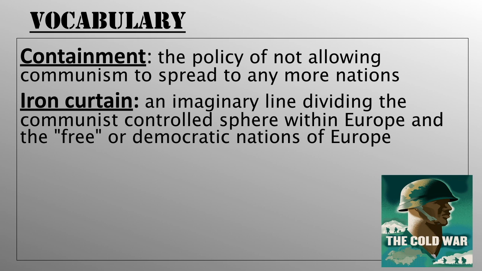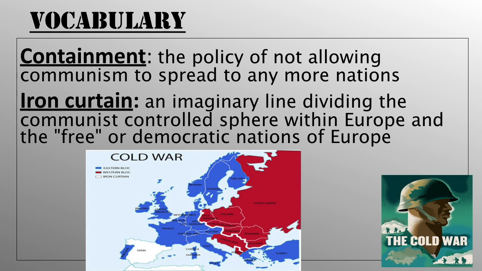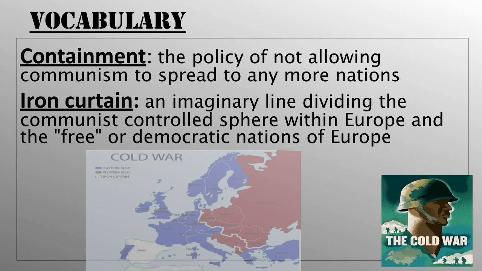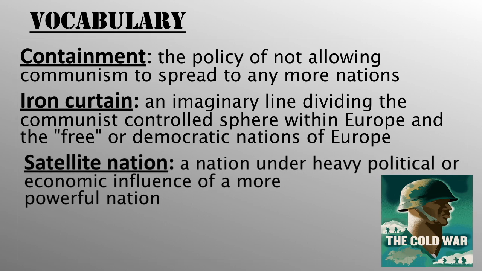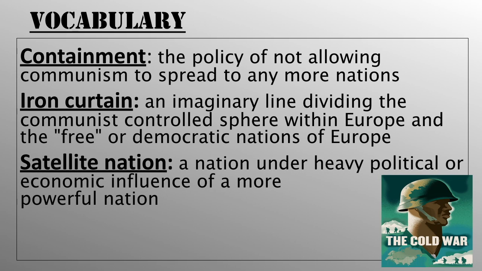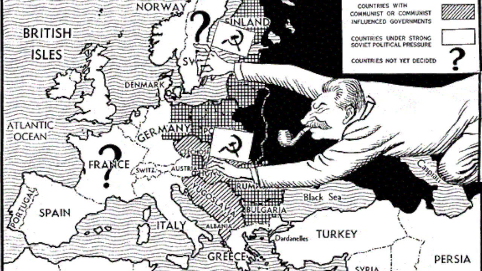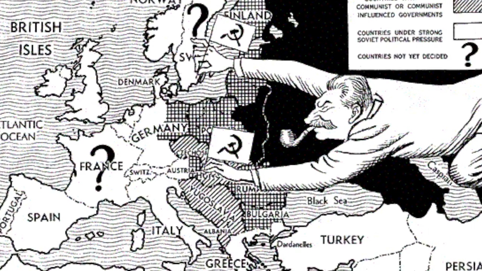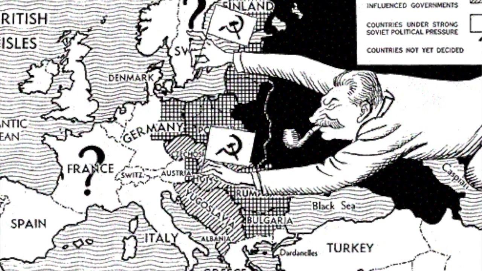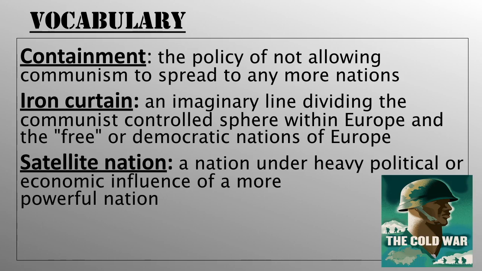The Iron Curtain. Now, this is not literally a curtain made of iron. What it is, is an imaginary line that divided the communist area of Europe from the free and democratic portion of Europe. Satellite nations. Now, these are nations that are controlled either economically or through a sphere of influence from another nation. This cartoon shows Stalin reaching out to extend his sphere of influence.